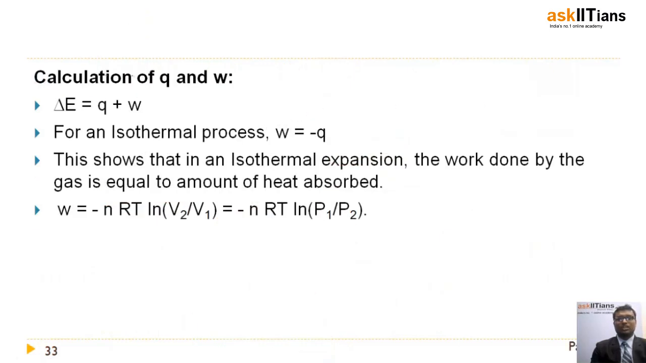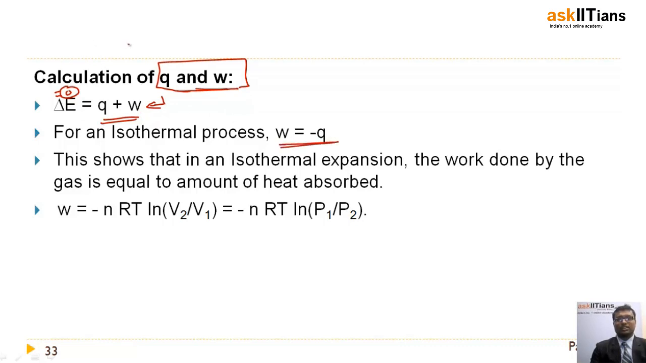Next, calculation of Q and W. Let's calculate Q and W, right? So what do you know, friends? You know that in an isothermal process delta E is equal to 0, right? And imagine it is a situation where work is done on the system. Work is done on the system. So what happens, friends? Since delta E is 0, the work done will be equal to minus Q.